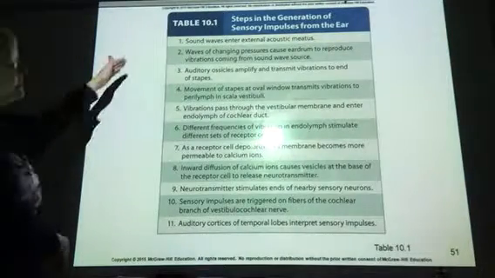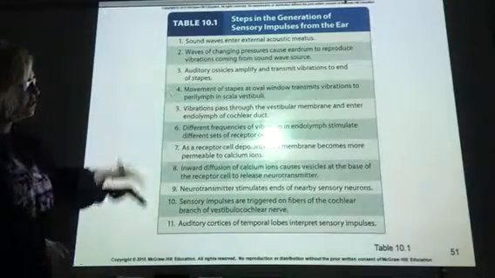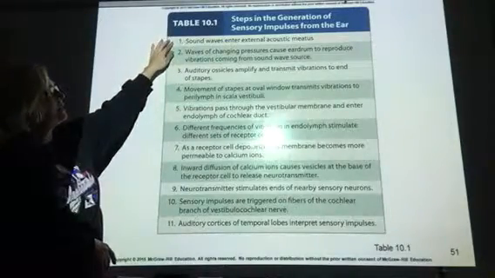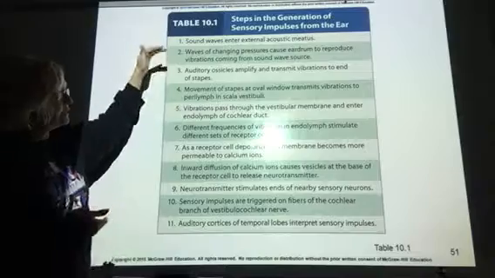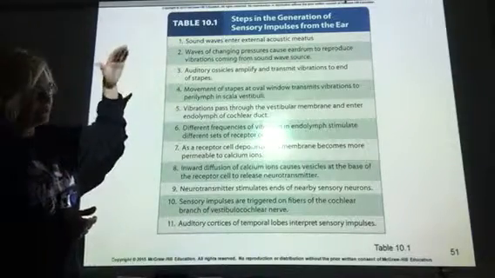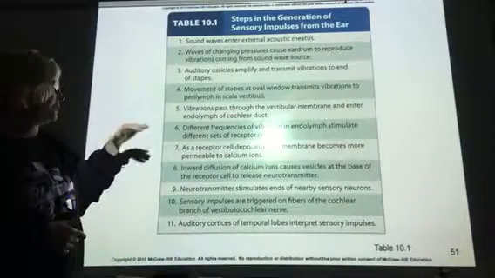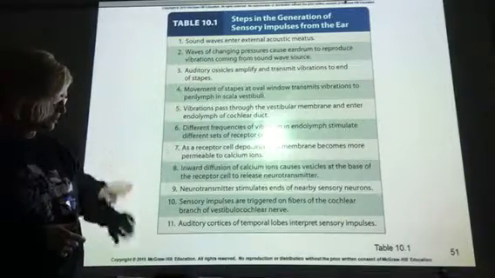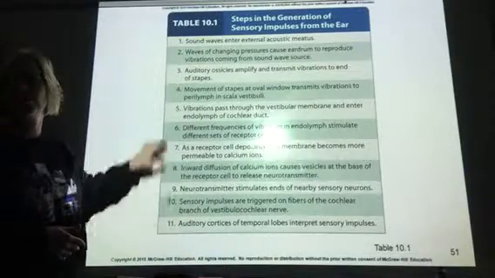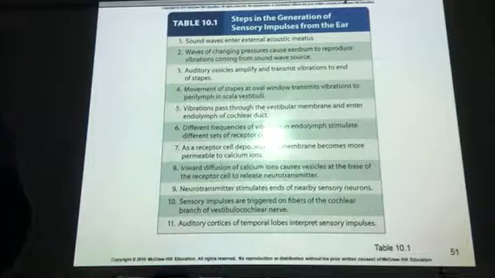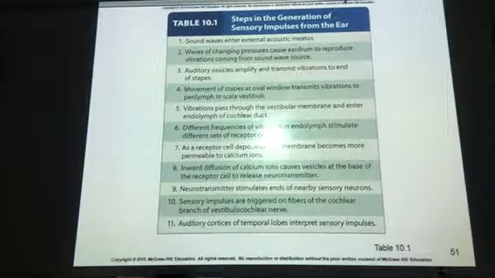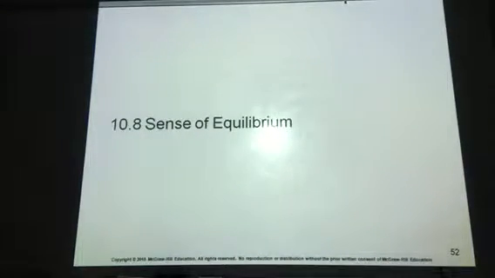And then here is a table that shows, starting at the outer ear, I pick up my sound waves, they go to the eardrum, they hit the little bones, the bones vibrate, all the way through to your receptor cells and to your brain. So this table just puts it all together. And that's where we will stop for today.